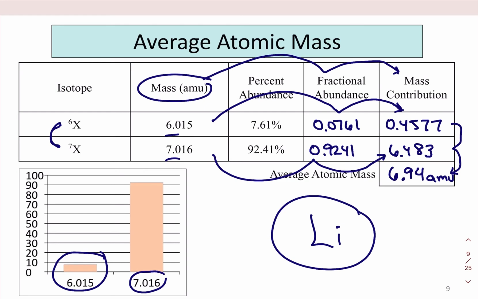Now, some of the atoms have only this weight, and some of them have this weight, but if we took 1 million atoms and took the average of them, that would be the average atomic mass, okay?